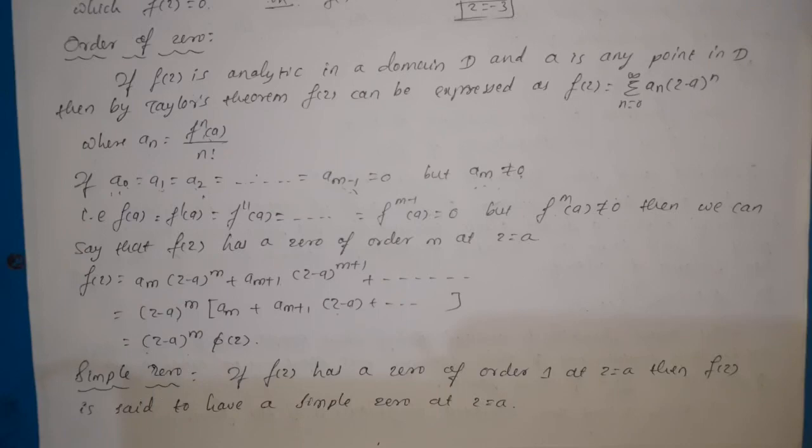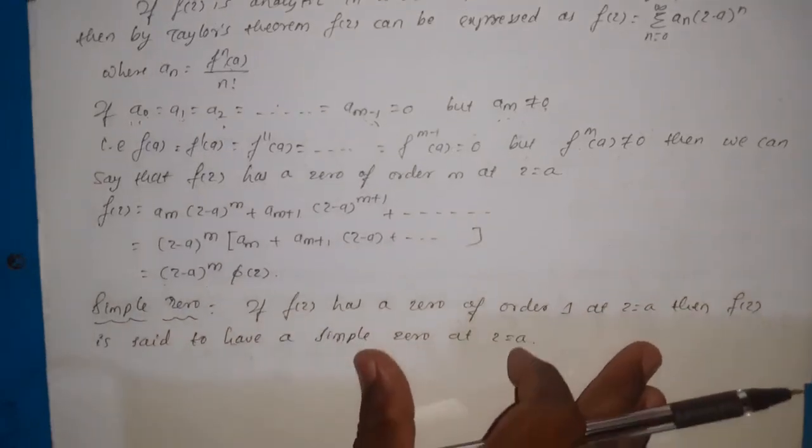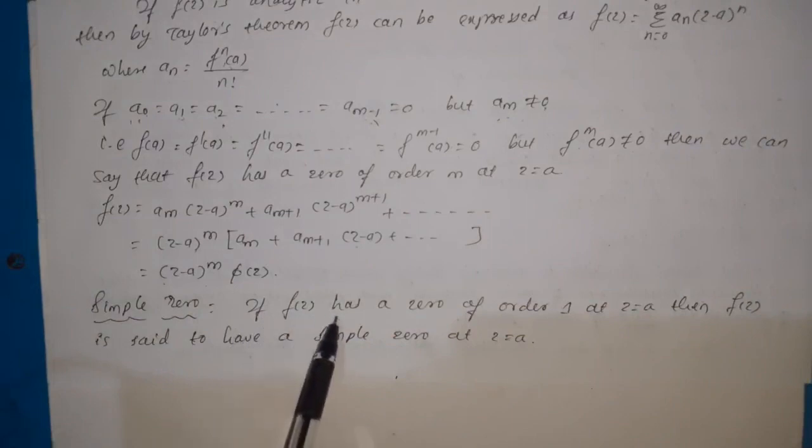So that is about order of zero, and then simple zero. If f(z) has a zero of order 1 at z equal to a, then f(z) is said to have a simple zero at z equal to a.